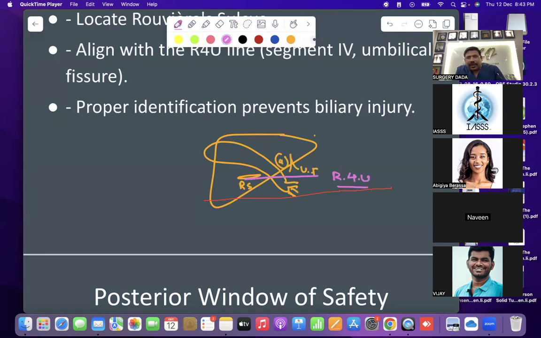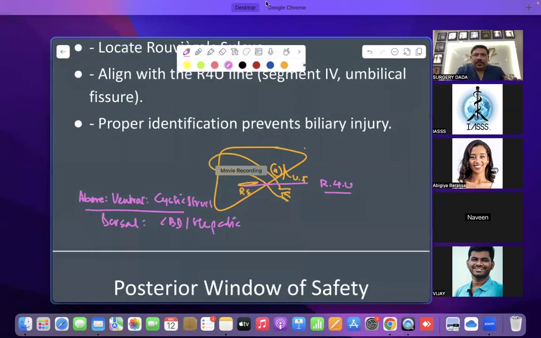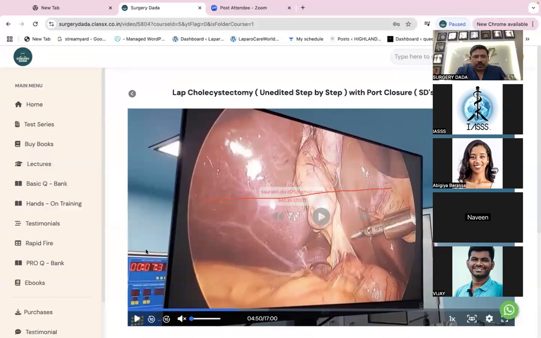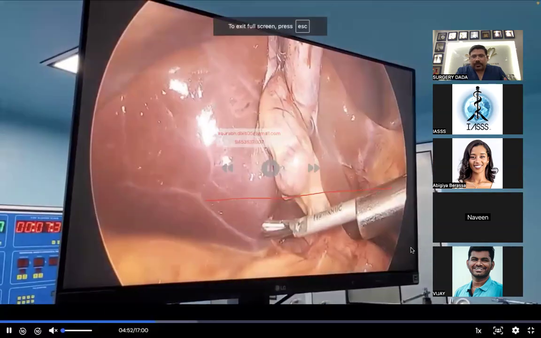Now, what is the significance of this R4U line? Whatever the dissection, ventral to this line you have the cystic structures. And remember, dorsal to this, below this, you have the CBD and the hepatic structures. 90% of the injuries that happen during surgery are because people don't follow this concept of R4U line. So let us try to understand this concept.